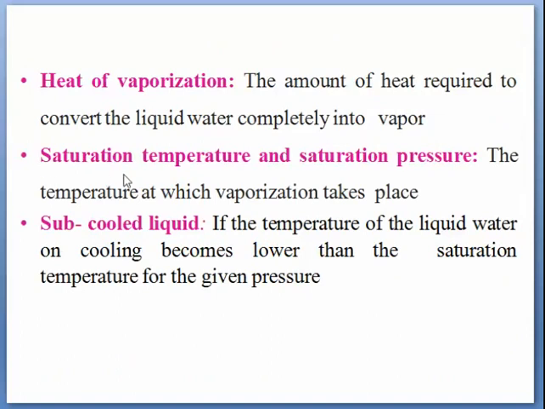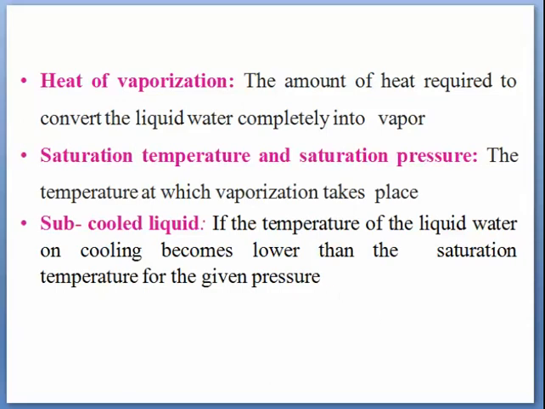Then comes saturation temperature and saturation pressure. It is defined as the temperature at which vaporization takes place, that is saturation temperature, and the pressure corresponding to saturation temperature is your saturation pressure. The subcooled liquid is that liquid whose temperature on cooling becomes lower than the saturation temperature for the given pressure. So subcooled liquid's temperature will always be lesser than the saturation temperature at the given pressure.